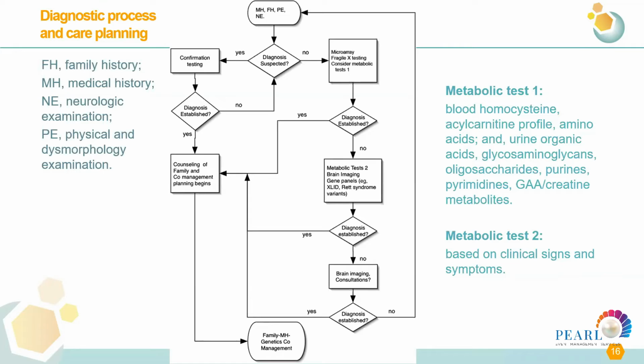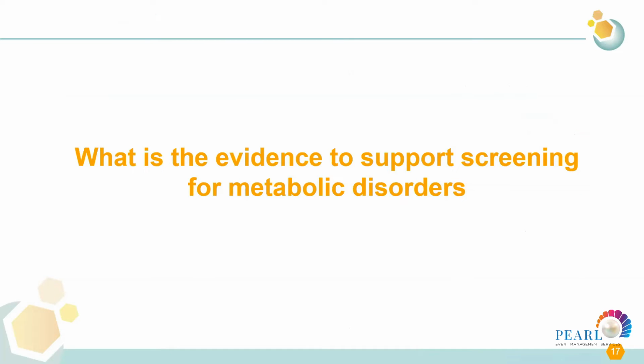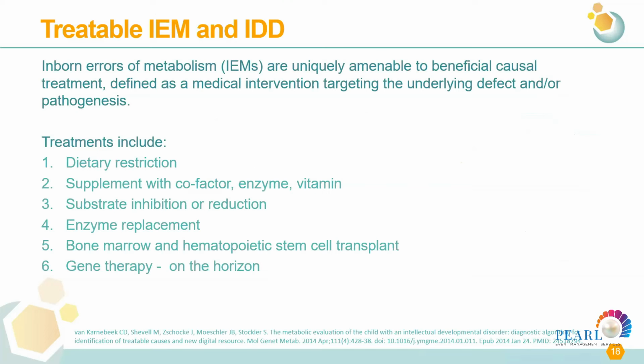And based on that, if you have a confirmatory diagnosis, you will go towards the counseling and initiation of the management for the patient and his or her family. However, if there's no diagnosis established, you have to move on to further testing. And this is a long list, which includes gene testing and brain MRI. And of course, if the diagnosis is not established based on that, you have to review your history and consider referral to a geneticist. So what's the evidence that is available to support screening for metabolic disorders specifically?